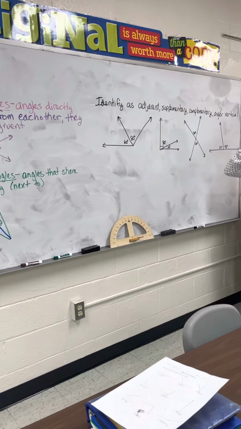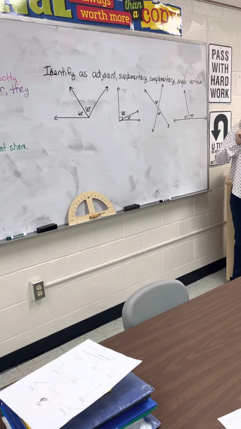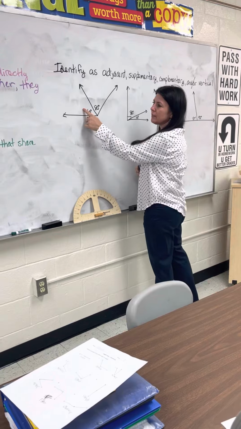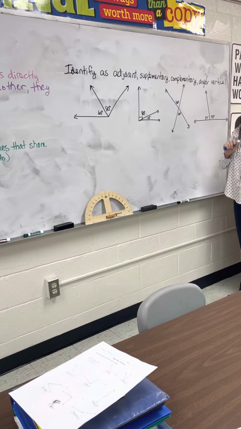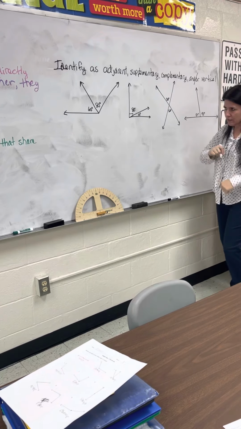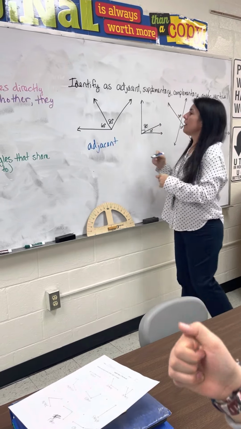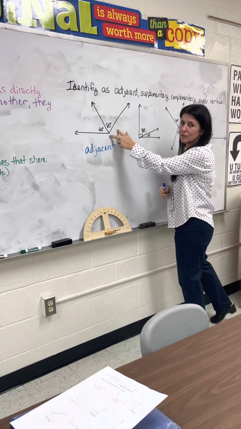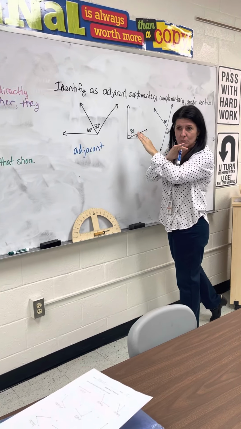So let's look at some examples here. We're going to identify them as adjacent, supplementary, complementary, and/or vertical. It's possible for them to be more than one. Looking at this picture, we have a 60-degree angle and an 80-degree angle. Which of these 4 terms matches with that picture? Adjacent. They're adjacent. They are not supplementary. They don't add to 180. They are not complementary. They don't add to 90. And they are not vertical. There's no X or cross in this picture.